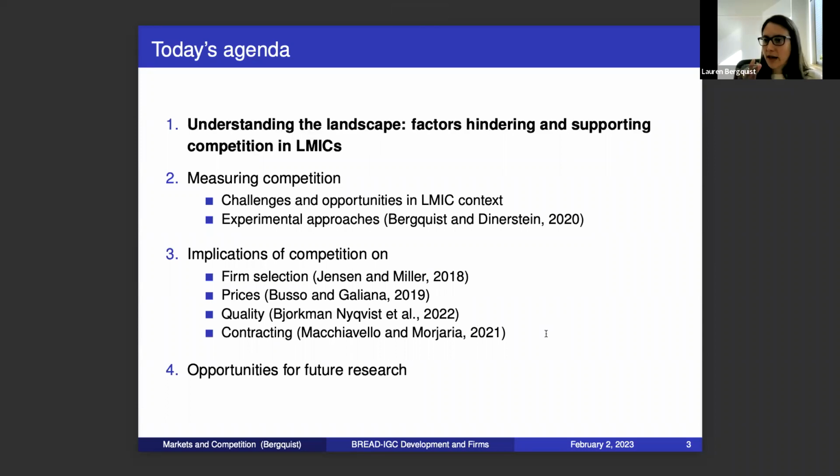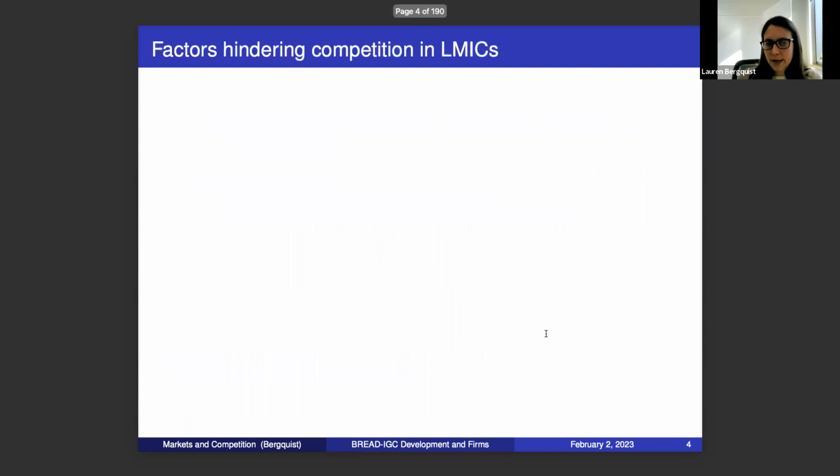So I want to start by, again, understanding the lay of the land and talk about factors that might either limit or support competition in low and middle income countries. So let me start with a question to the panelists, and you're welcome in the Q&A to also add responses if you'd like. Thinking back to that lecture 1 description of what the market environment for firms in low and middle income countries looks like, what are some of the factors that you think might potentially hinder or limit competition in this environment?